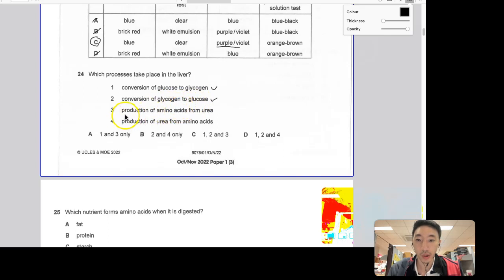Production of amino acids from urea, this is not true. And then production of urea from amino acids, this is true. So this is the excreted product. Urea is made from excess amino acids. So when there's too many amino acids in your body, it will convert the excess into urea and then excrete it through your urine. So the answer over here, 1, 2, 4, is D.